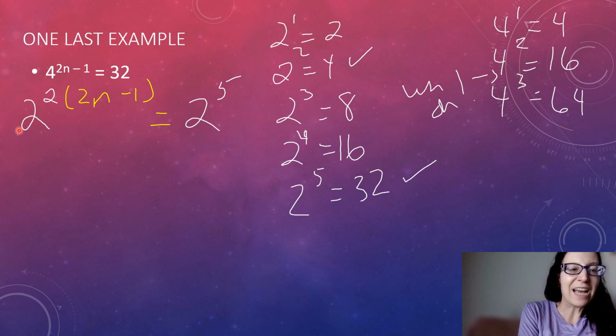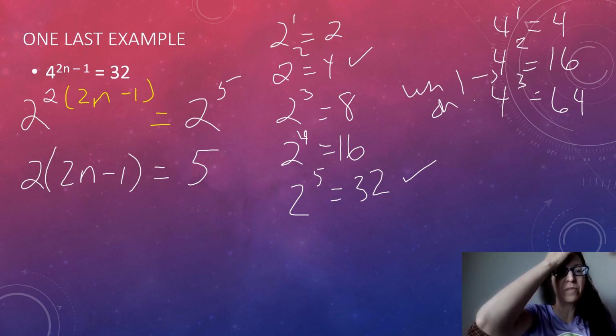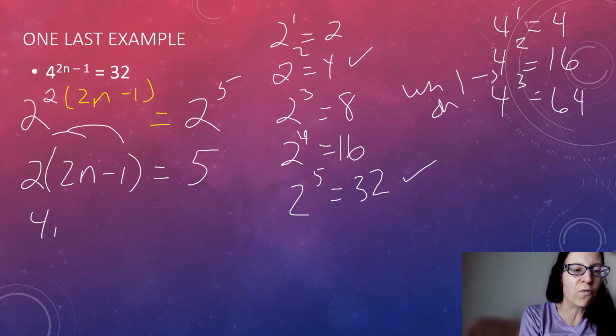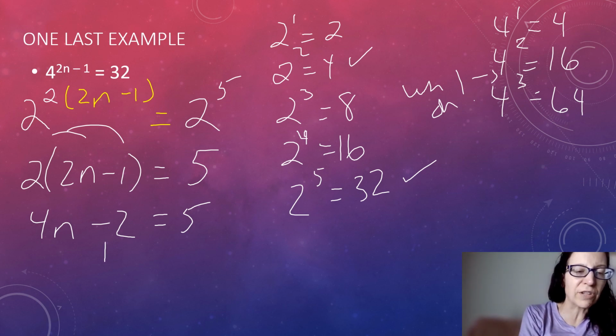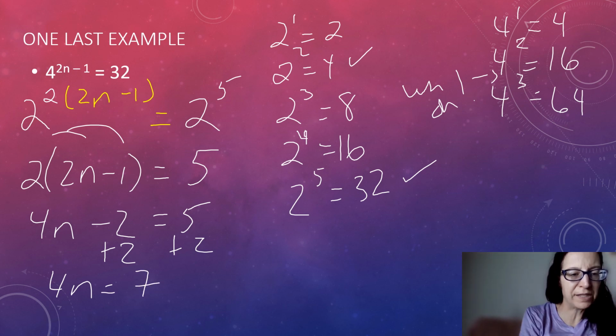Step 2, set the exponents equal. So we're going to have 2 times 2n minus 1. Again, feel free to distribute that as you're writing it down. And now we'll go ahead and distribute. So 4n minus 2 equals 5. And step 3, solve the resulting equation, which I guess I already kind of started doing. Okay, so we add 2 to both sides. So 4n equals 7. And then divide by 4.